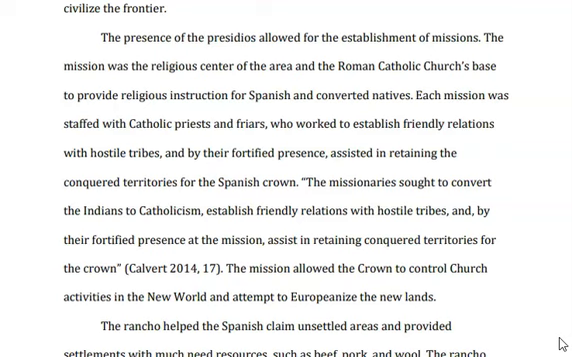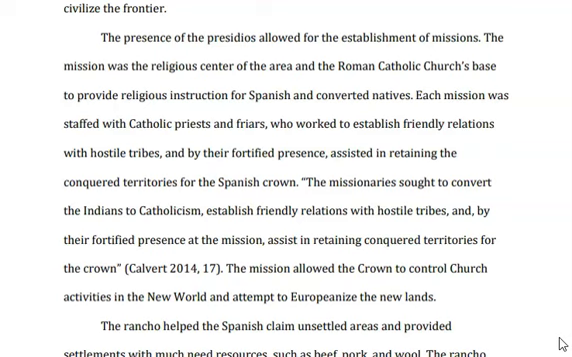Each mission was staffed with Catholic priests and friars who worked to establish friendly relations with hostile tribes and by their fortified presence assisted in retaining the conquered territories for the Spanish crown. There's my illustration. Then I prove it with a quote from the text. The missionaries sought to convert the Indians to Catholicism, establish friendly relations with hostile tribes, and by their fortified presence at the mission, assist in retaining conquered territories for the crown. I've then cited my source with parenthetical citation.